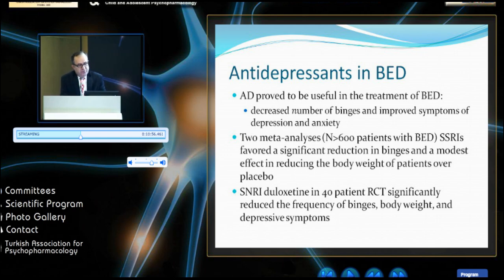Okay, so the findings again: decreased number of binges, improved symptoms of depression and anxiety. When there are 2 meta-analyses, and that adds up to more than 600 patients, basically SSRIs were favored over the placebo in terms of both gaining more weight and decreasing the effect of comorbid conditions. Fluoxetine is an SNRI, and it was found to be helpful decreasing the binges, body weight, and depressive symptoms.